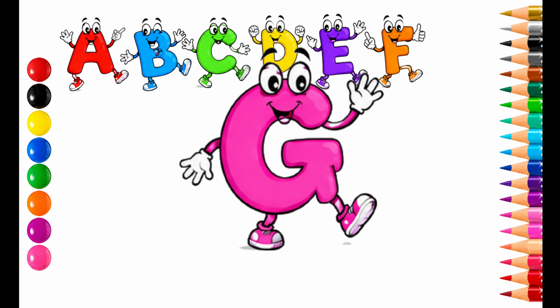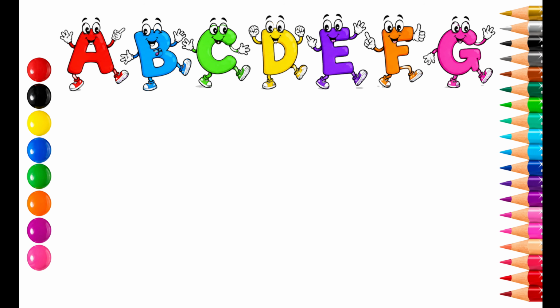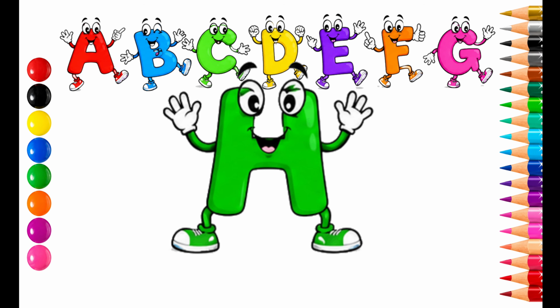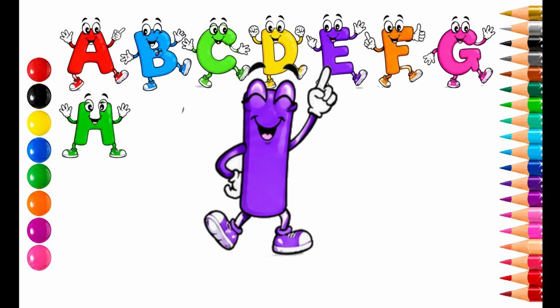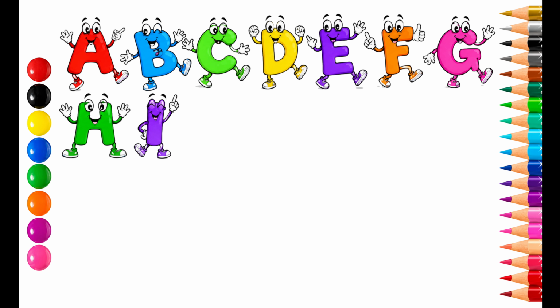G is for grapes. H is for horse. I is for ice cream.